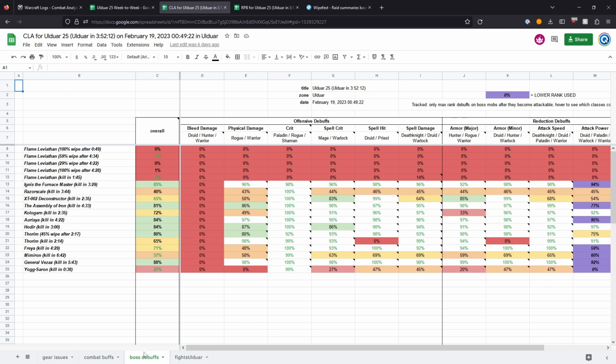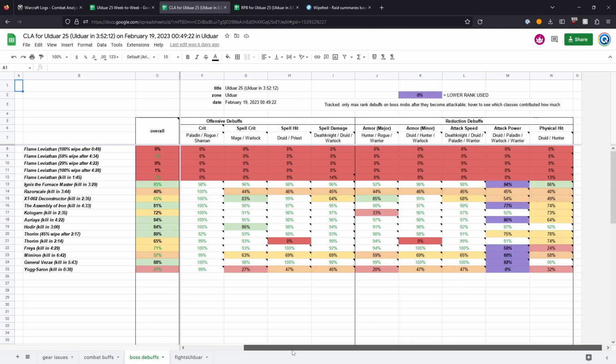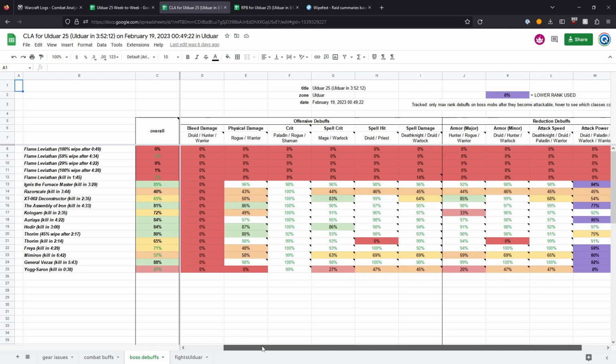Boss debuffs. These are the debuffs everyone's putting in. We don't have a feral druid, so we're really not getting this one here. One thing that popped up last week is we were having a lower rank of a paladin spell being used. So we let Ty know that. I think he was going to check in with everyone on what was going on with that. But for the most part, everything's fine.